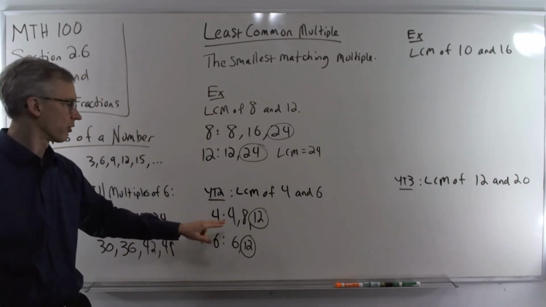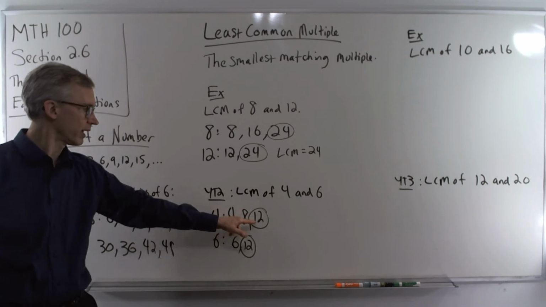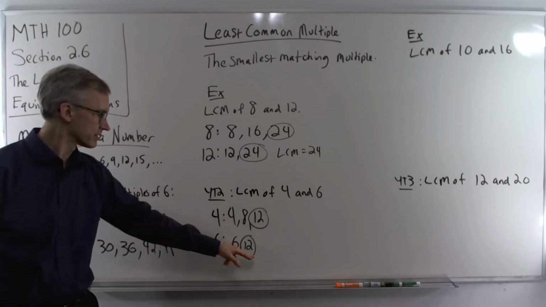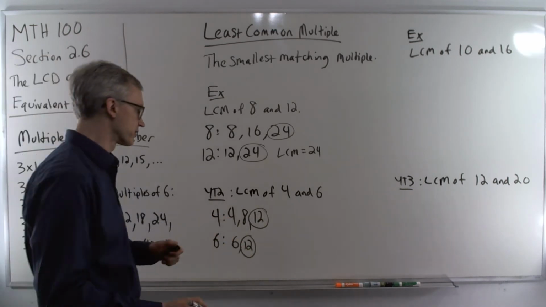There's our multiples of 4. Counting by 4s, we got 4, 8, 12. Counting by 6s, we get 6 and 12. So the first match is at 12, so the LCM is 12.